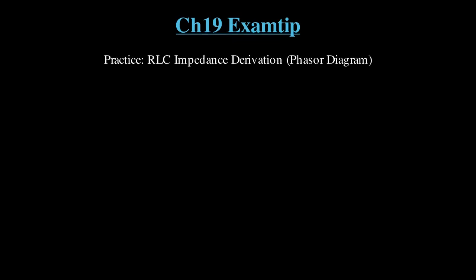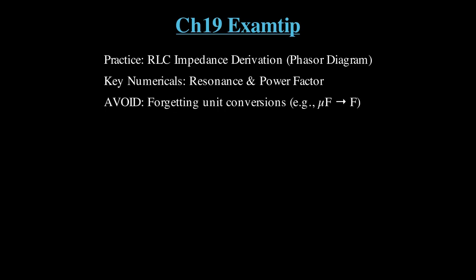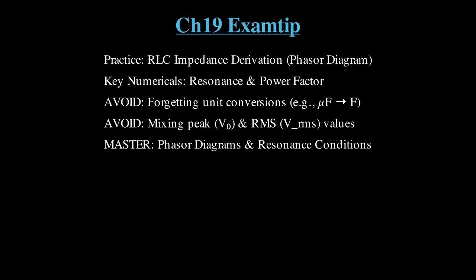Finally, some quick exam tips. NEB loves asking for the derivation of the impedance formula for an RLC circuit using a phasor diagram, so practice that. Numericals on resonance, like the one we just did, are also extremely common. A common mistake is forgetting unit conversions, like microfarads to farads, or mixing up peak and RMS values. Always double-check your givens. Focus on phasors and resonance conditions and you will score well.